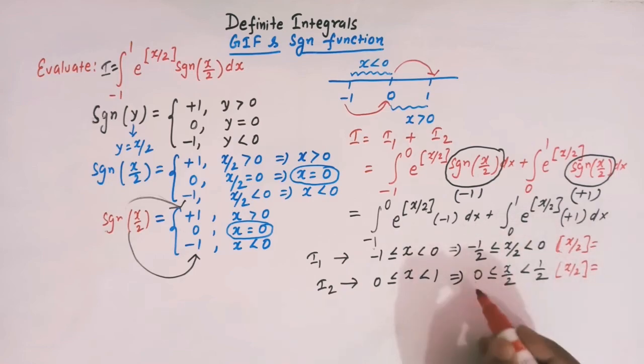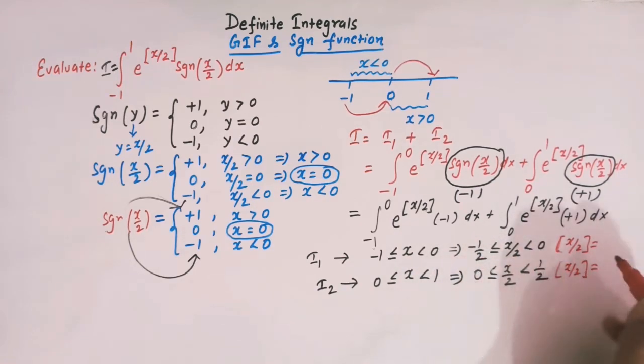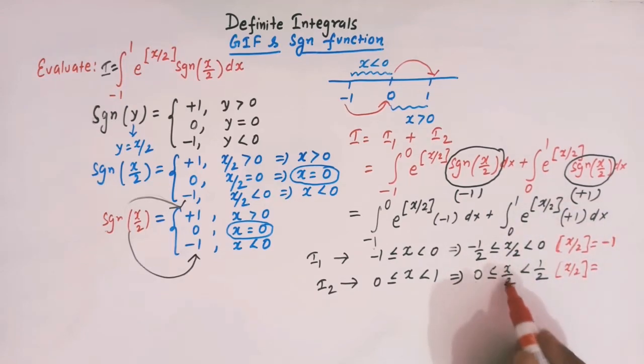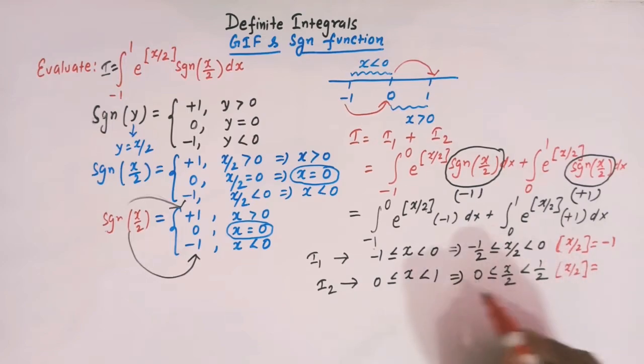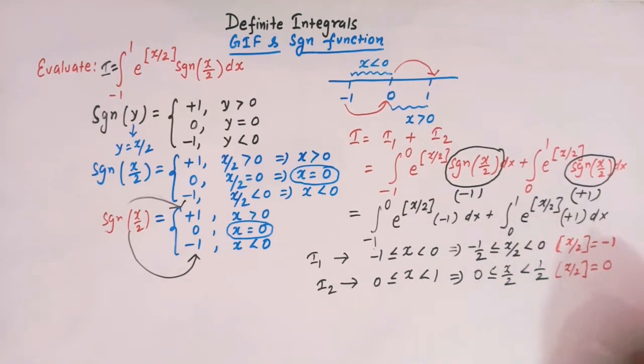So from the definition of greatest integer function, we can write the value of greatest integer of x over 2 when x over 2 lies between minus 1 and 0 is equal to minus 1, right? And when x over 2 lies between 0 and half, then the value of greatest integer of x over 2 is simply equal to 0, right? So these two expressions are written by virtue of the definition of greatest integer function. And always remember that the definition of functions are very important, right?